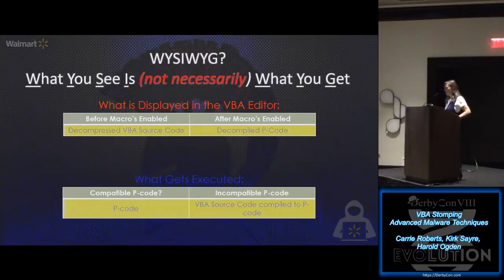So what actually gets executed, if the P code is compatible, is the P code that will run. In this example, we had compatible P code, so the P code ran, not our tinkered VBA source. But if the P code's incompatible, Word will take that source code, recompile it, and run that P code, and those two things will match.